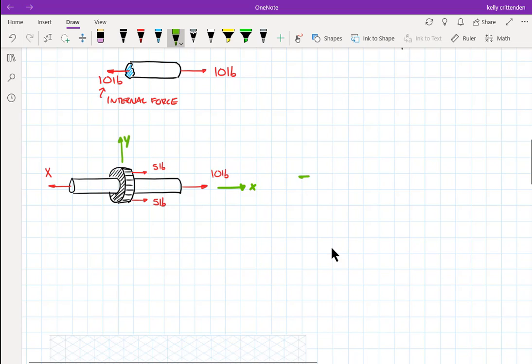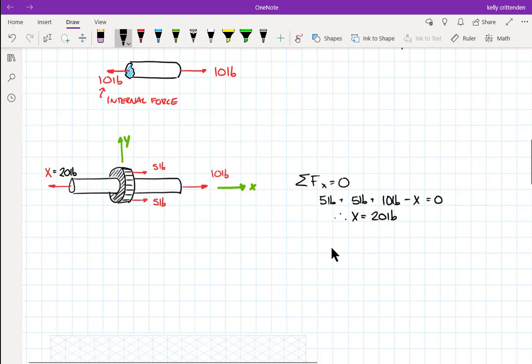So I know that summation, oops, I want to write that in green. Summation of forces in the X direction should equal 0 if this little part is supposed to be in static equilibrium. And I have 5 pounds plus 5 pounds plus 10 pounds minus X should equal 0. Therefore, X must equal 20 pounds. So X over here looks like it's supposed to be 20 pounds.